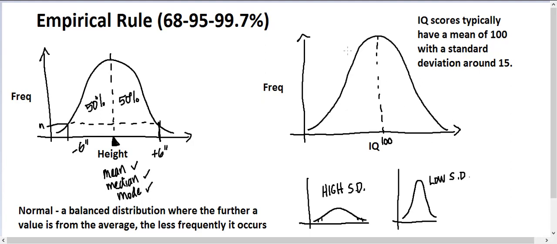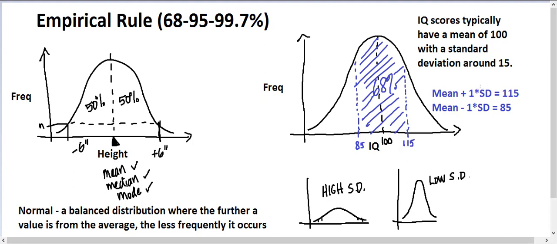Now let's finally get to the empirical rule. The empirical rule says if I take the mean plus the standard deviation and the mean minus the standard deviation, I'll get a certain percentage of data. Mathematically you can show that if you take the mean plus 1 times the standard deviation, in this case 15, you'd get 115. You subtract 15 from 100 and you get 85. Mathematically, you can show that that accounts for 68% of people. So we can apply this rule to say that we're pretty sure that 68% of people will have an IQ between 85 and 115.